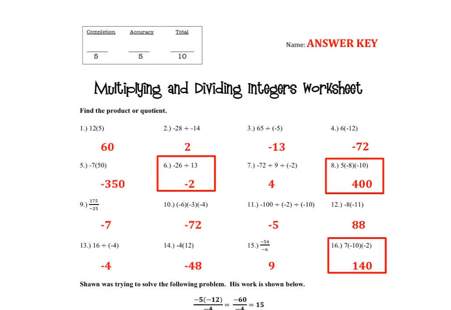Alrighty, as we grade this worksheet here, make sure that you stay on that red ink in Notability. Remember, star if it's right, X if it's wrong. The first one that we're going to grade is number 6, and it should be -2. Remember, it must have a negative sign to be correct. If you forgot the negative sign, it would be incorrect. The next one we're going to grade is number 8. And it should be 400, positive 400. The next one we're going to grade is number 16, and it should be positive 140. Remember, star if it's right, X if it's wrong.